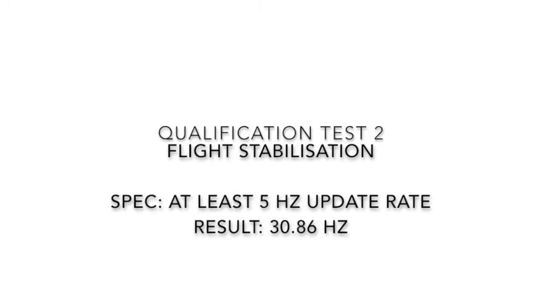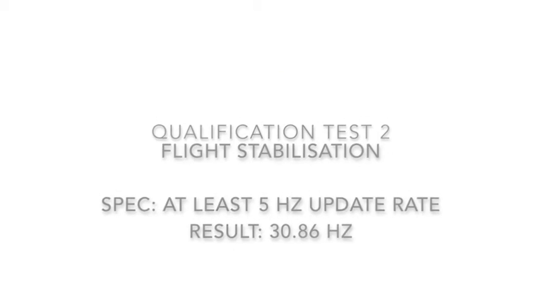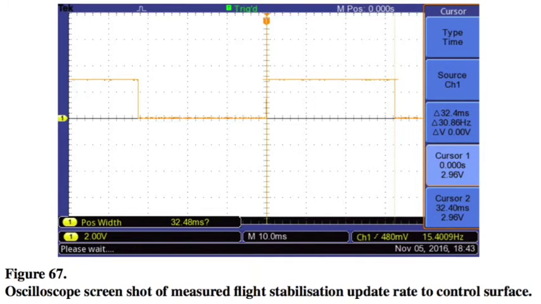So qualification test 2 was basically to test the flight stabilization, and the spec was at least 5 Hz for an update rate, but by using interrupts and a scheduler for the INS, the update rate could be increased to 30.86 Hz, which was tested with an oscilloscope connected to a pin, which was toggled every time the flight control surfaces were updated.